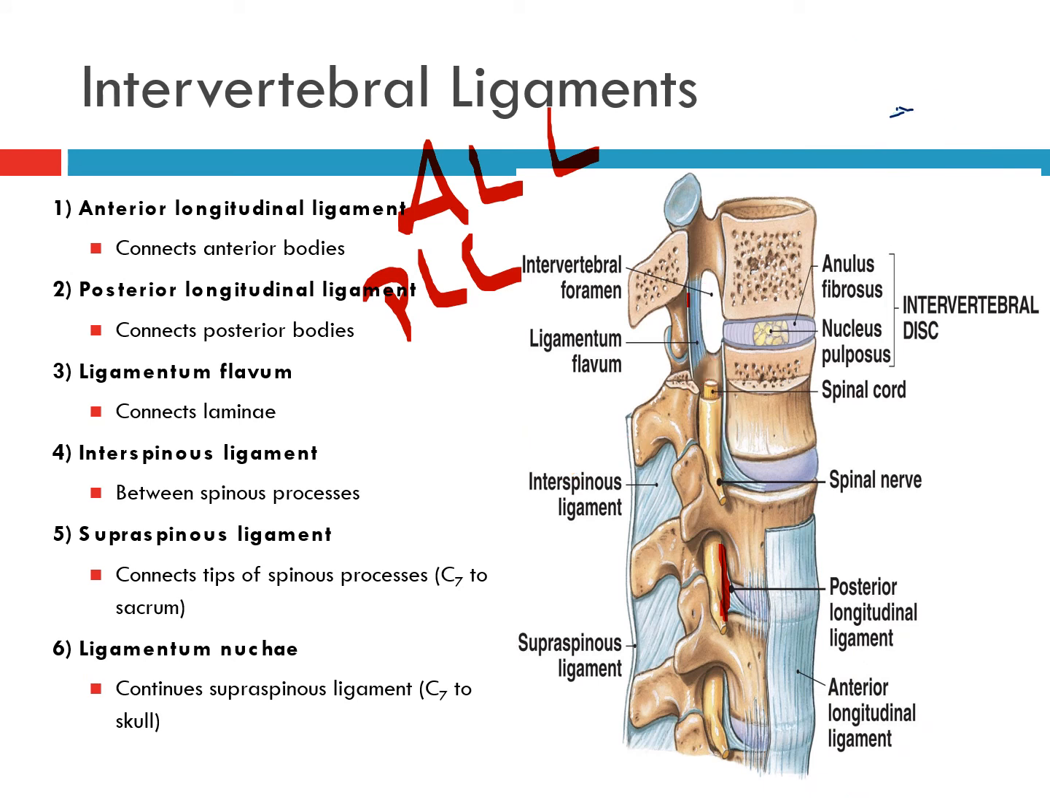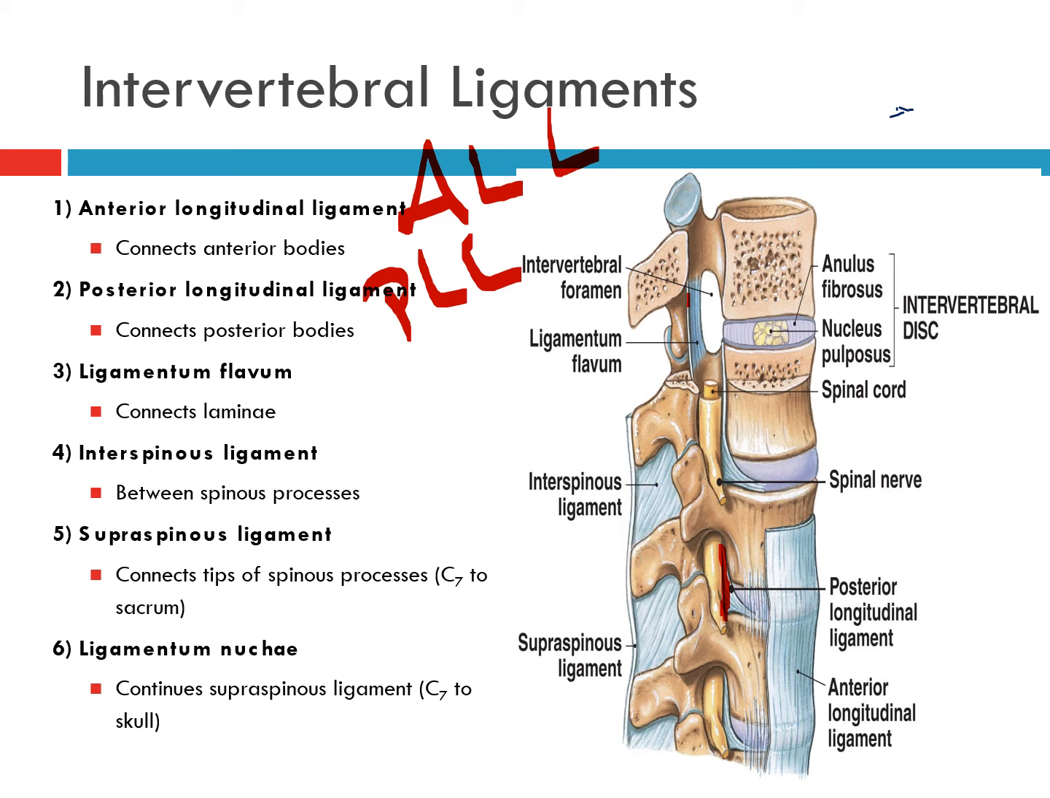So then we have the interspinous ligament, which is connecting the individual spinous processes together. So interspinous is between spinous processes. It goes from one spinous process down to the next spinous process in that area.